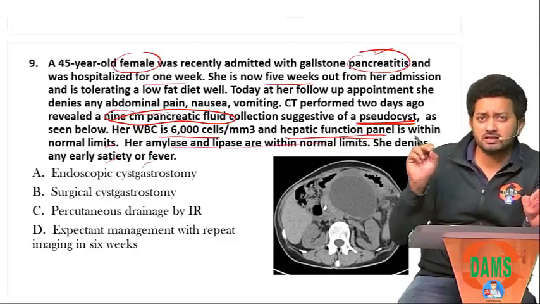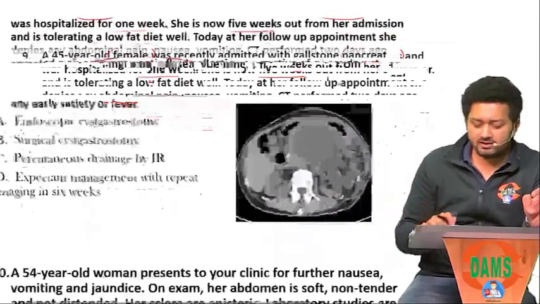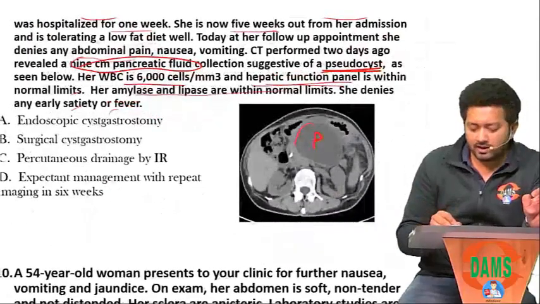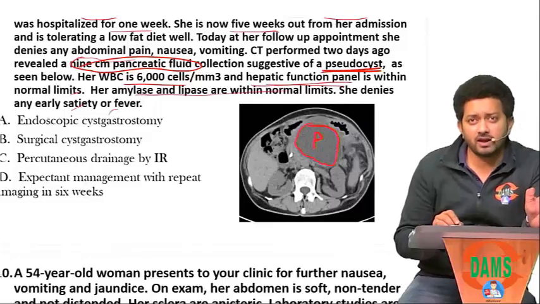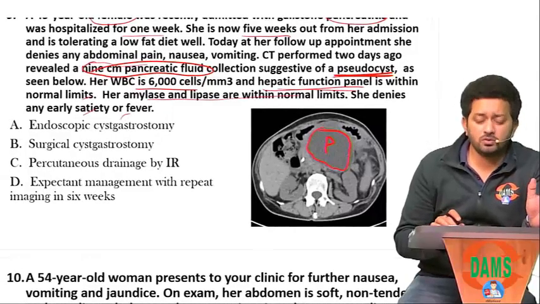So she is just having a pseudocyst which came on the imaging. Otherwise, this is the pseudocyst. Otherwise, she is doing absolutely fine. So what is that treatment? The question is, what should you do?